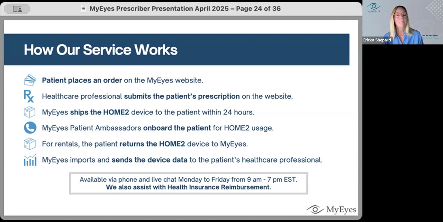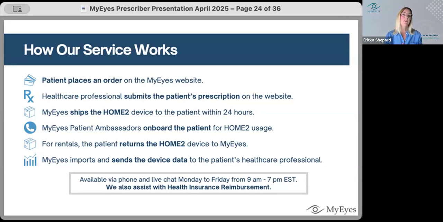And we use the Home to manage our disease on a daily basis and manage with our doctors. Once the order is placed and once we have the prescription, MyEyes will ship the Home to the patient within 24 hours. A lot of times it's the same day, and it's usually 2-day shipping. So from the moment that patient places the order, they have the device in their hand, usually within 2 days. And we can space that out however the patient needs it.